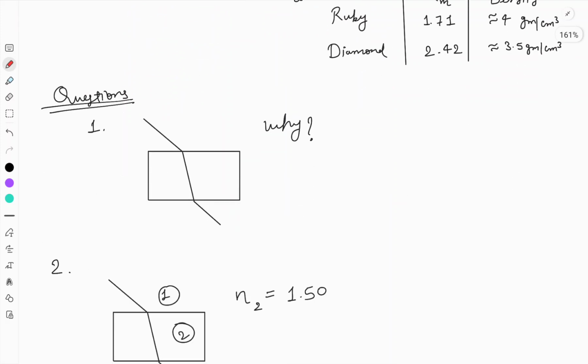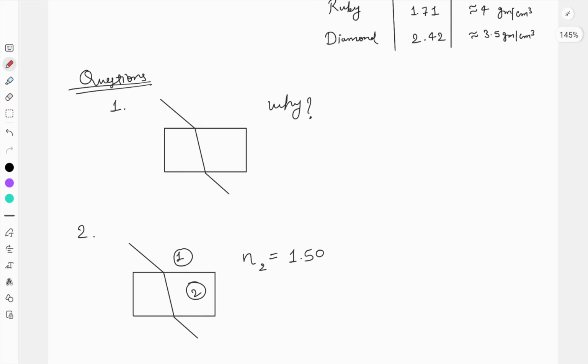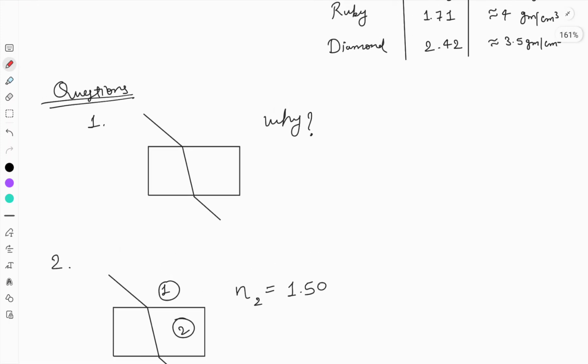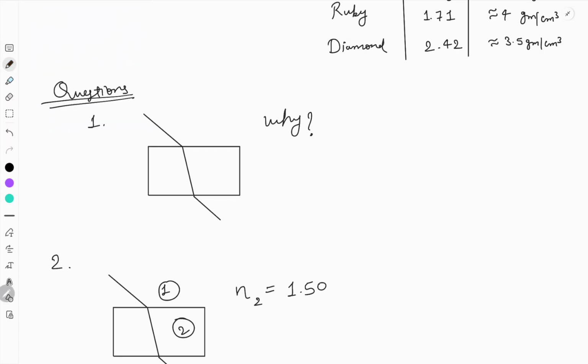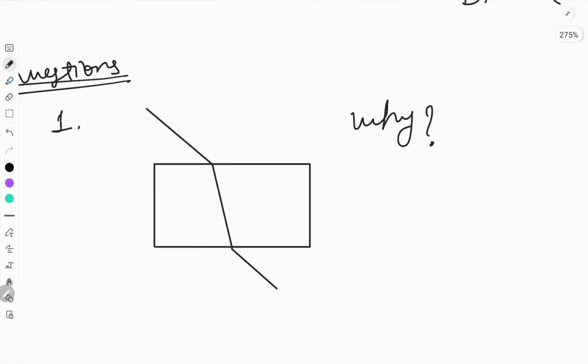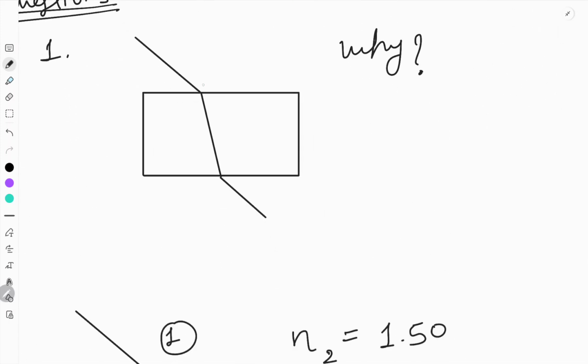Okay, let's move to the questions. Yes, my favorite part. So we have this question: a ray of light traveling in air enters obliquely into water. Does the light ray bend towards the normal or away from the normal, right? Intuitively we know that our light bends towards the normal. It's going towards the normal.